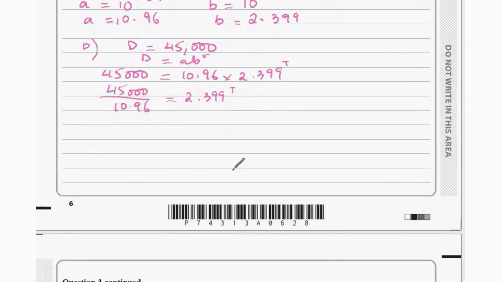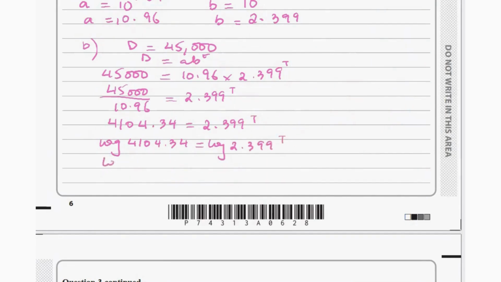4104.34 equals 2.399 to the power of t. Now, since the power has the variable, to bring that variable down, we have to take logs on both sides. You can take ln or lg, both will give you the same answer. But it has to be the same thing on both sides. You cannot take ln on one side and log on the other side. So you have to be careful about that.